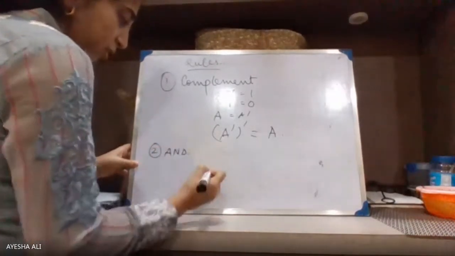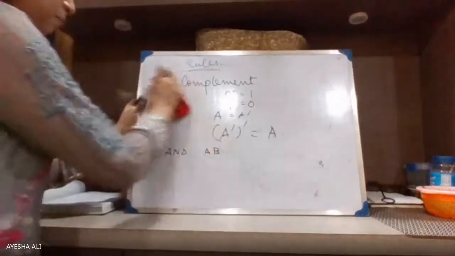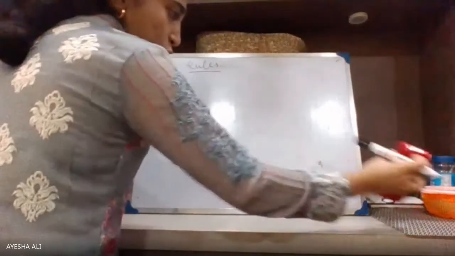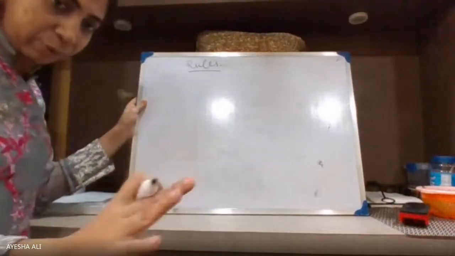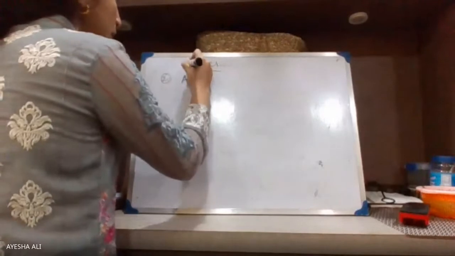This is important. Now see, I have the AND gate. I'm drawing the truth table first. Complement was pretty easy, so I'm sure everyone has understood. Complement, everyone understand? Okay. Coming to the AND gate.